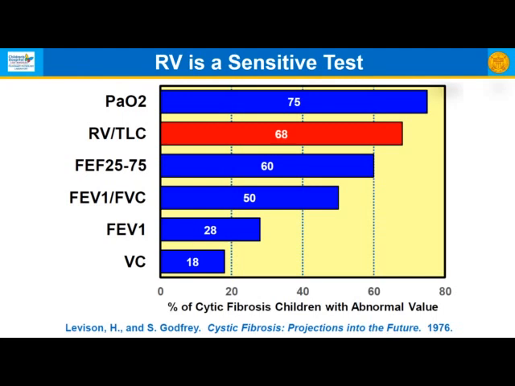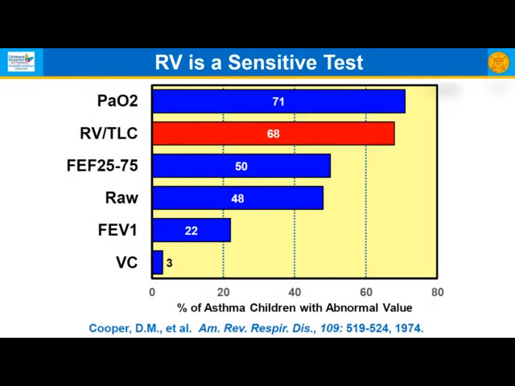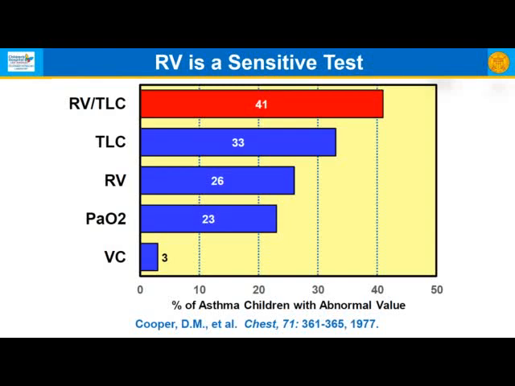This is a test of CF, cystic fibrosis patients with mild disease. Again, hypoxia the most sensitive, but again, the hyperinflation was second and more sensitive than standard spirometric values. This is a different study looking at, again, cystic fibrosis patients with mild disease. In this case, elevated residual volume was even more sensitive than oxygenation. And this study looked at asthmatic children, again, who were not having an episode. And again, residual volume was more sensitive than standard spirometry. And finally, this is asthmatics again in a different study, with the percent who were hyperinflated being more common than those with either total lung capacity, residual volume, or measures of oxygenation.